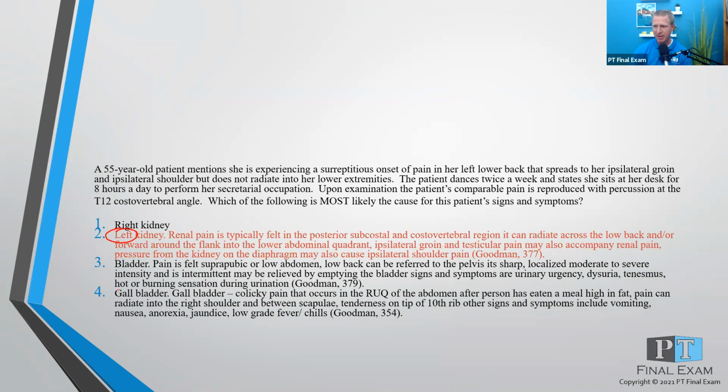So we've got left kidney pain. Most of you got this one correct, which is awesome. The most popular incorrect answer is the gallbladder. Remember, the gallbladder is on the right side, so right upper quadrant pain, but it can also result in a referred pain pattern to the right shoulder, between the scapulae, tenderness on the tip of the 10th rib, and other types of gastrointestinal distress. So we've got vomiting, nausea, anorexia, jaundice, and low-grade fevers and chills. All these indicate a gallbladder.